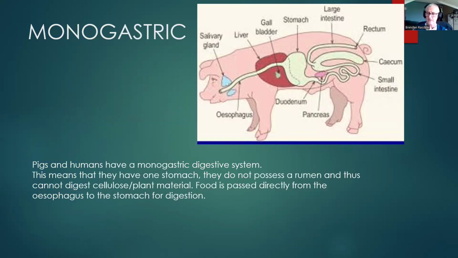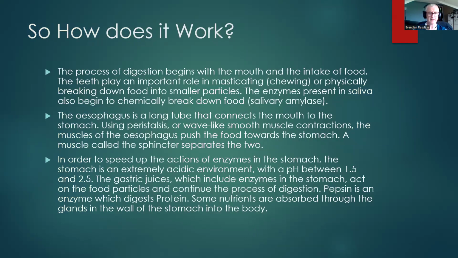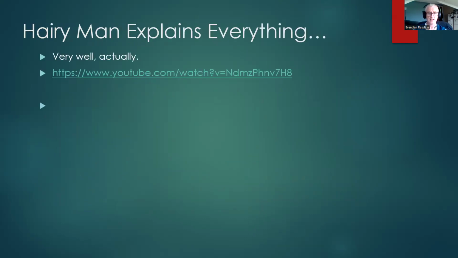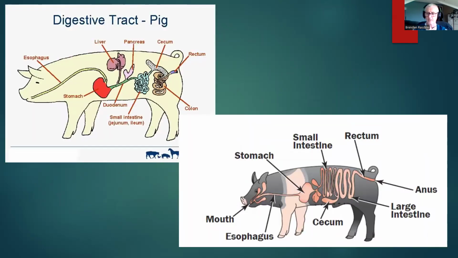Monogastric's the same as ours, so if you did the human one in biology, you should be happy enough with this, okay? So pigs don't eat grass. They haven't got a rumen to break it down, all right? So it's very similar to ours. We really don't need to spend too long on that one, particularly the bottom picture here, which is very good. Can't see much more being in it than that.